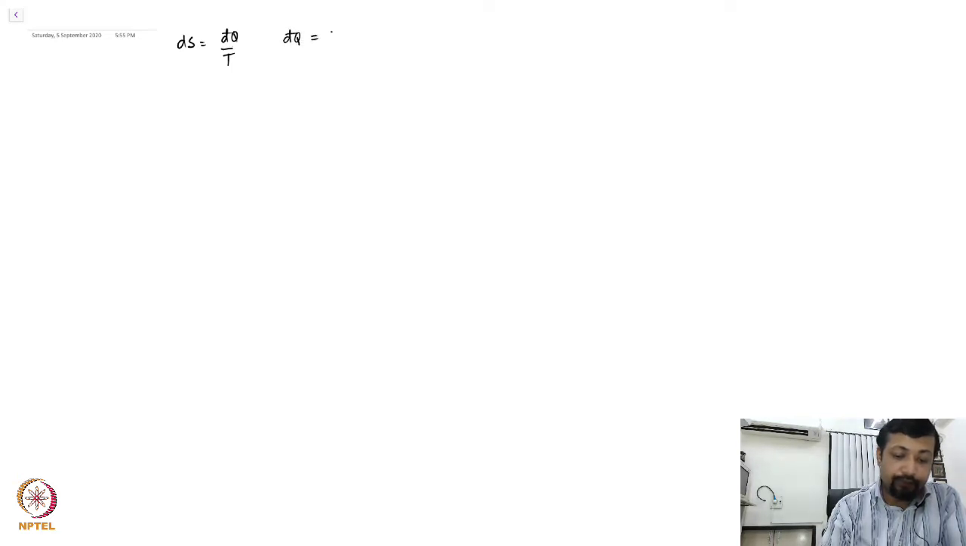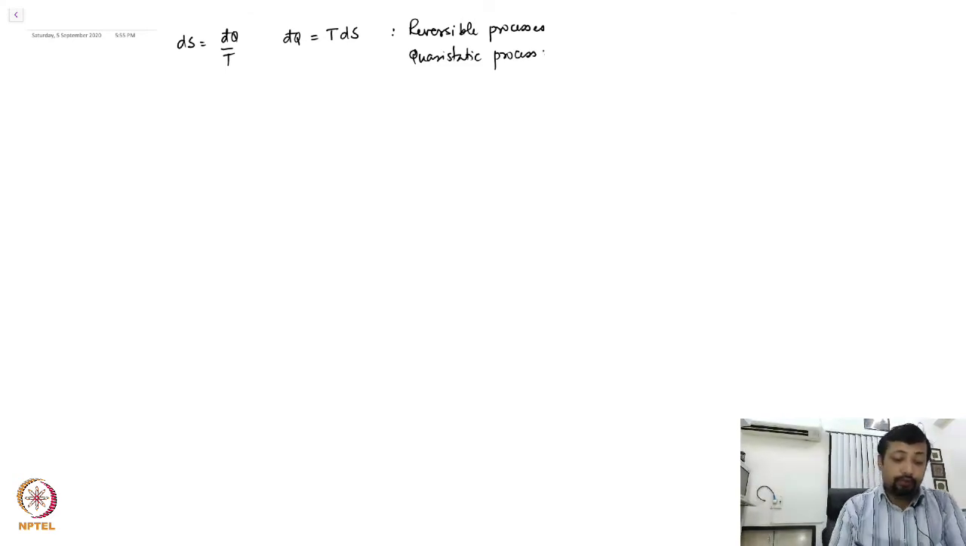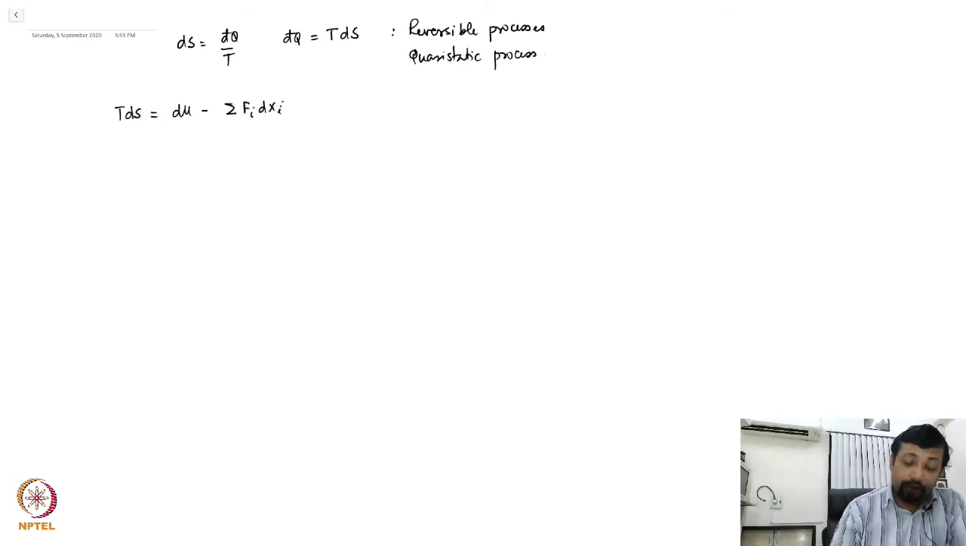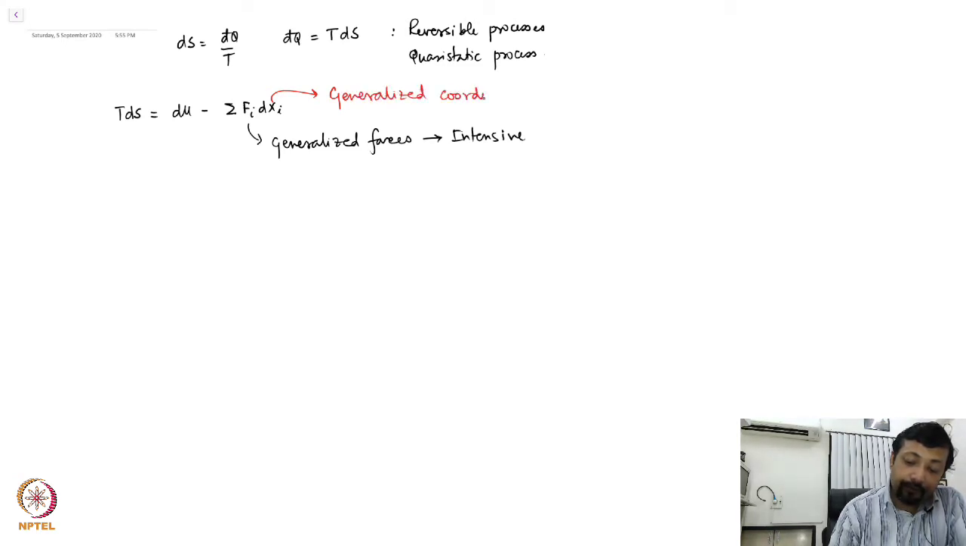So I know that dS is đQ by T. So in principle, it follows that đQ equals TdS, and this is true for all reversible processes or quasi-static processes, which are necessarily reversible. Okay, so therefore I can rewrite my first law as T dS is equal to dU minus sum over F_i dX_i. If you have forgotten what this means, the F_i are my generalized forces, which are intensive in nature, and these X_i are my generalized coordinates, which are extensive in nature.